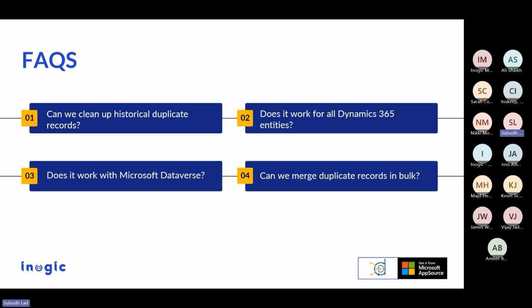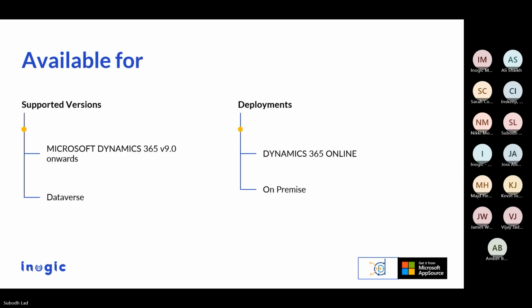And another question we get frequently is, can we merge duplicate records in bulk? Yes, as I showcased in the demo, you can simply use our dedupe Windows tool and merge all of your duplicate records in bulk. And these are the supported versions. We support Microsoft 365 Dynamics 9.0 and onwards. We also have support for Dataverse, and our deployments are online and also on-premise.